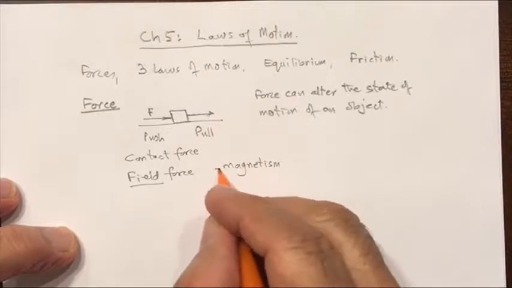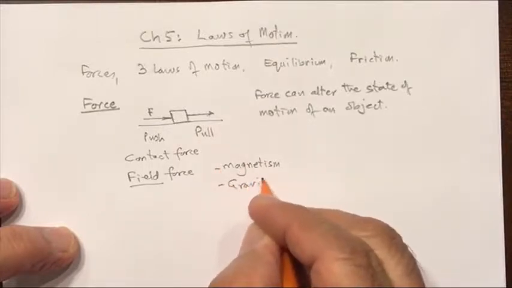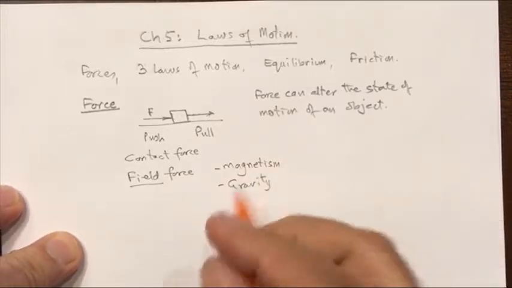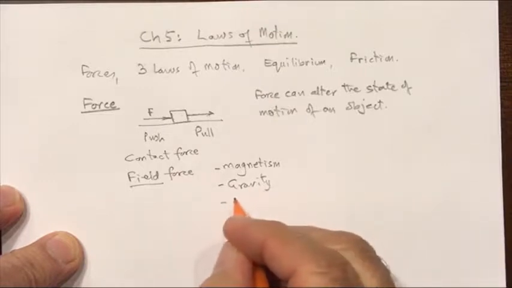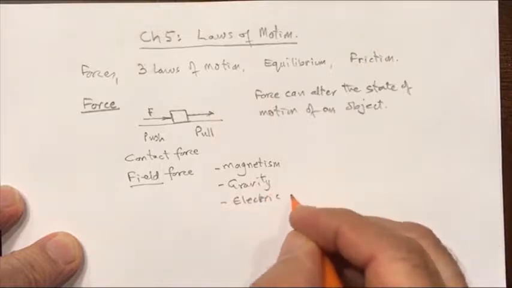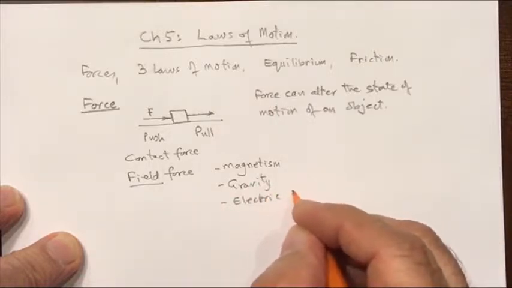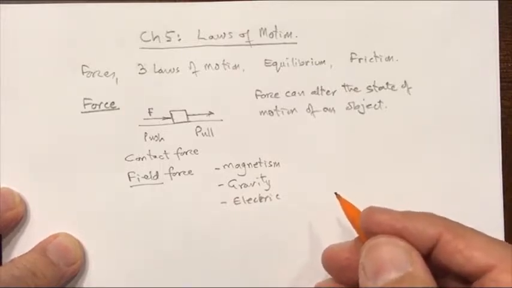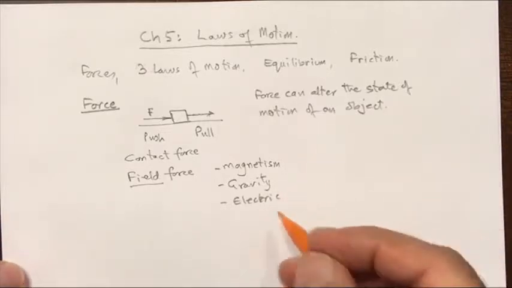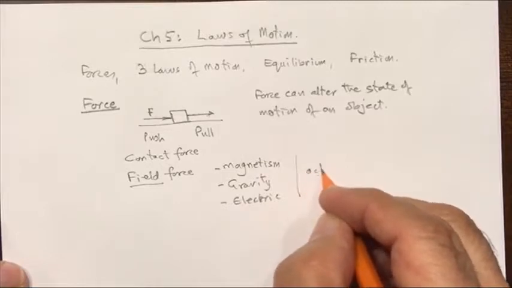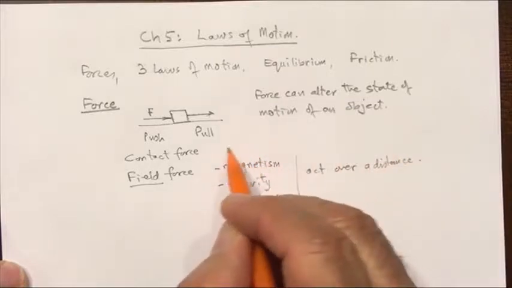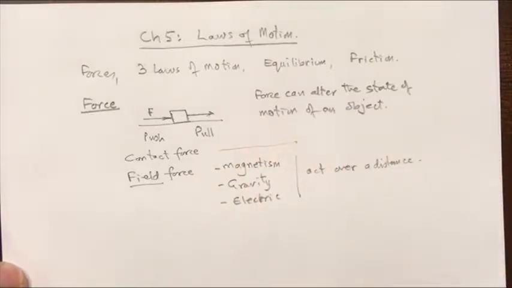Other field forces are gravity. For example, the Earth is going around the sun because of the gravitational pull that the sun exerts on the Earth. And third is electrical forces. Positive charges repel each other and negative charges repel each other, and opposite charges attract each other. So we have electric forces, gravity, and magnetic forces. These are all field forces, and they act over a distance. And the contact forces need to actually physically touch the object.